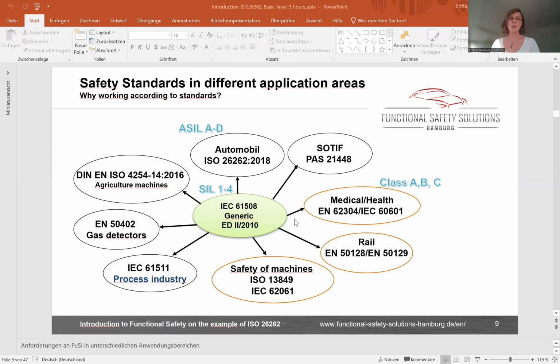So my recommendation is to take a good look at which safety standards you're going to work according to, in which area, and in which part of the world, because it makes a big difference.